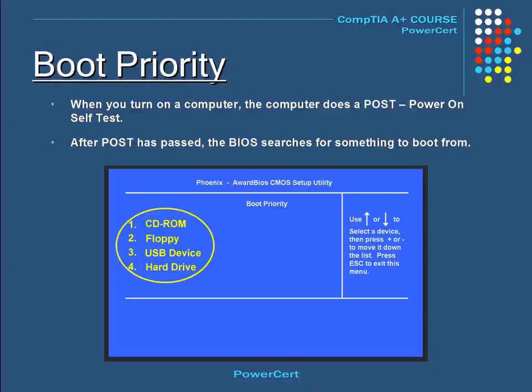And in the CMOS settings, you can make changes in the priority boot sequence. So for example, if the CD or DVD drive is set as the first boot device, then the BIOS would check that first and look for software to boot from. And if it doesn't find anything, it will move on to the second device on the list and check that next. And it will continue down the list until it finds something to boot from.